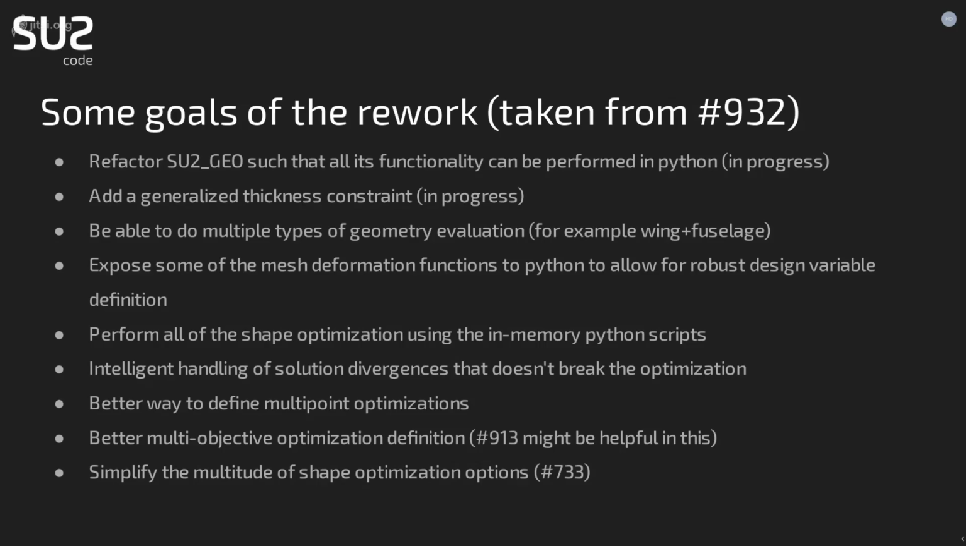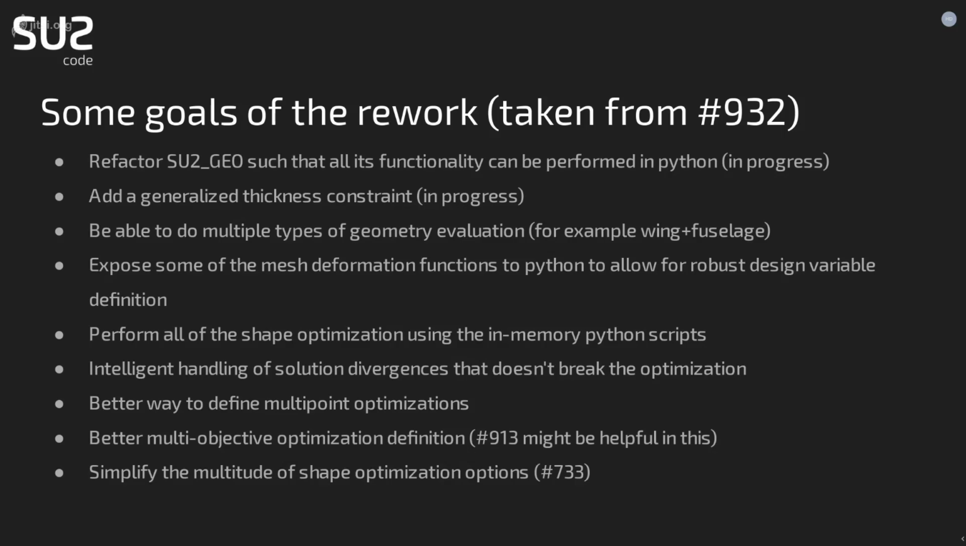Adding a generalized thickness constraint is just a specific thing that I'm trying to do, to evaluate thicknesses of any sort of closed geometry, and be able to do different types of geometry evaluation at the same time. Right now, you can only specify wing or fuselage. You can't do wing and fuselage. So being able to do stuff like that are examples of more generalized things that we could potentially do.